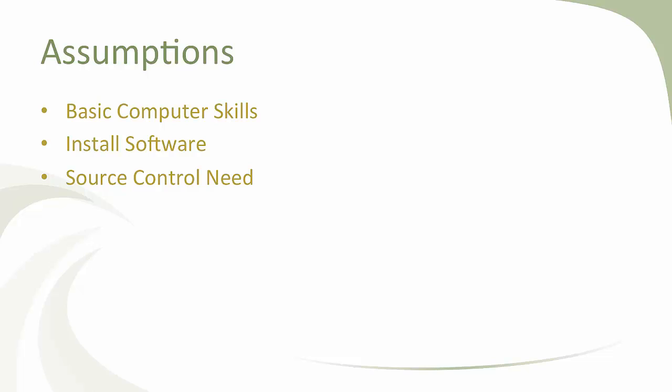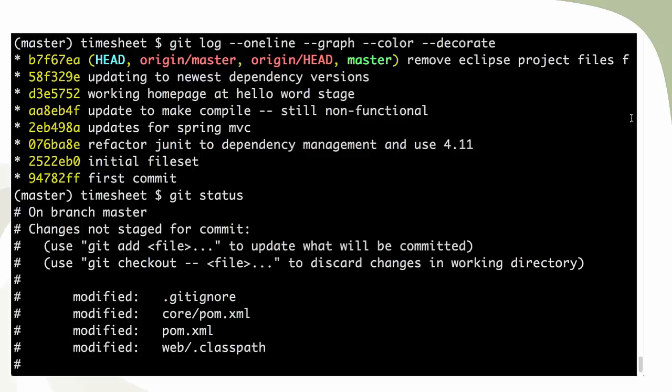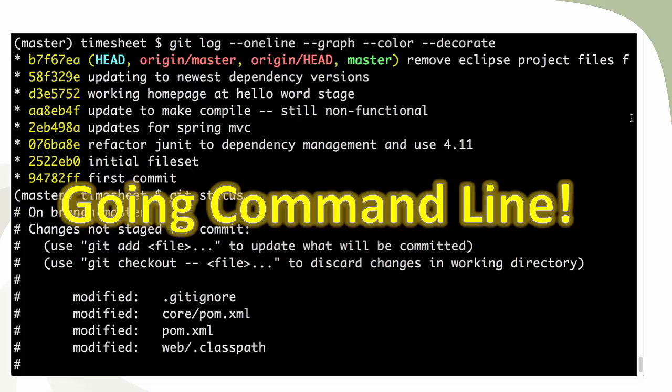I'm going to assume that you understand the basic need for source control and that you have some fundamental understanding of the principles of source control management. In this course, I will be using the command line. I realize this may intimidate some people, but there are several good reasons for going command line.